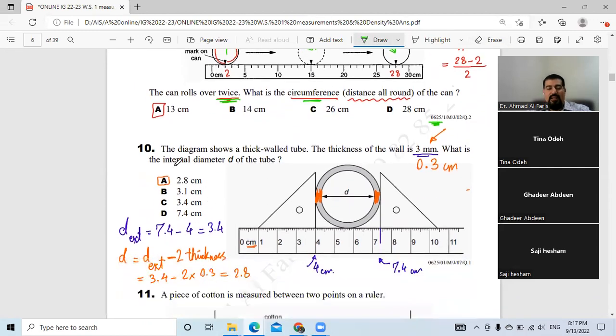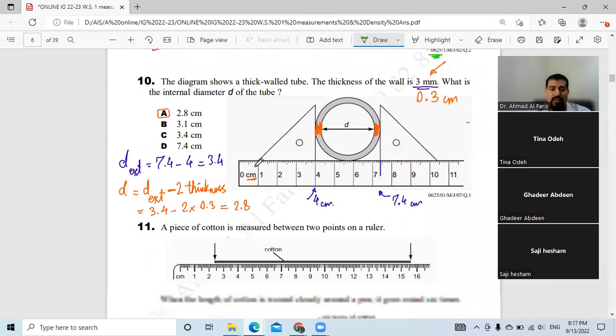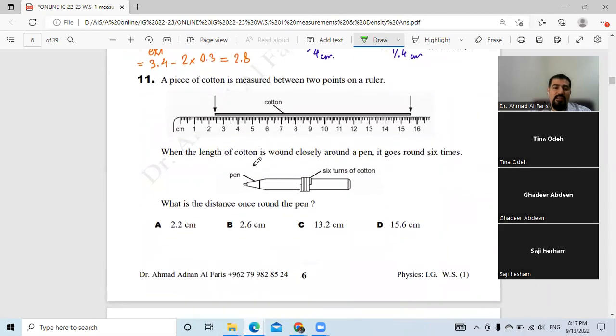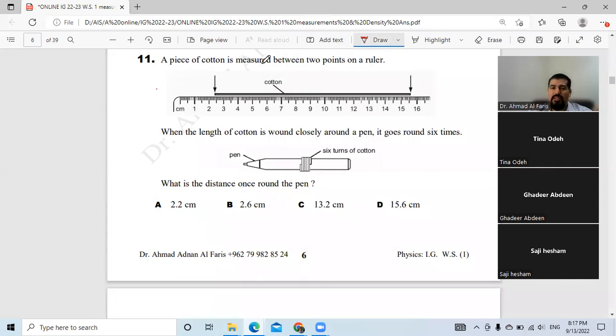Okay. Last time we did this question, and it was a tricky question. Also, they repeated this question 3 times in the last 20 years for Cambridge. Okay, let's move on to question number 11. In question number 11 here, what do we have? A piece of cotton is measured between 2 points on a ruler. We have a ruler, and this is the initial and the final position of the cotton.